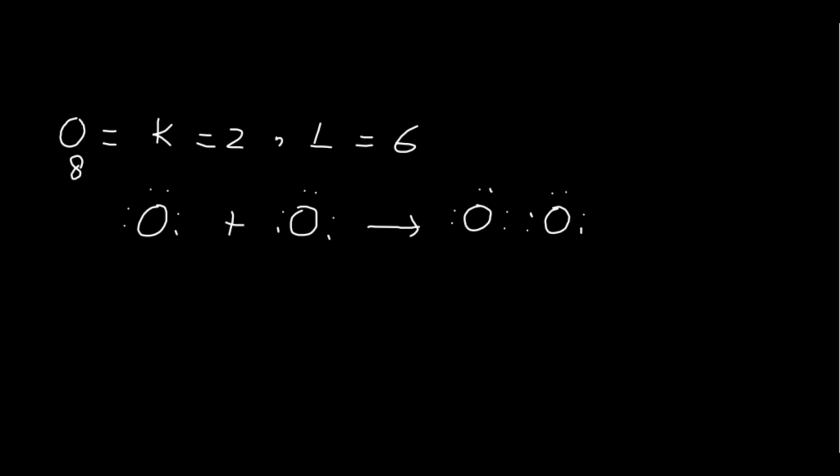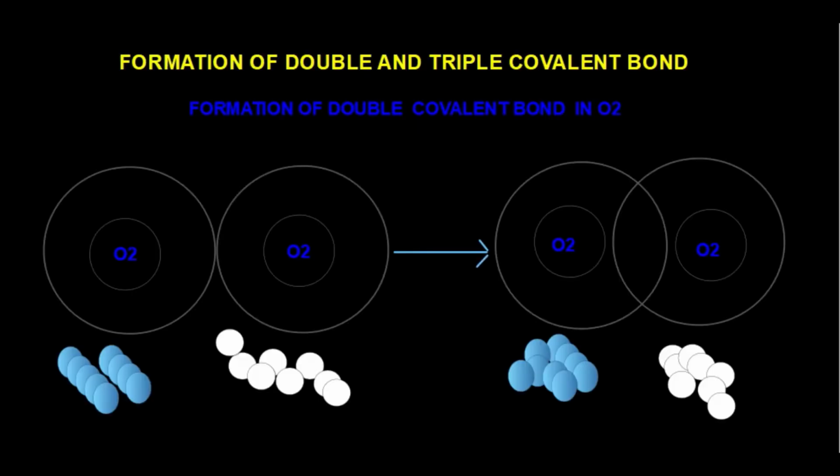Or we can represent this structure with the help of 2 solid lines between 2 oxygen atoms, which show the formation of double bond between 2 oxygen atoms, or we can also write as O2. O2 is a diatomic molecule of oxygen which is formed by the sharing of 2 electrons by each oxygen atom. In this way we get double covalent bond between 2 oxygen atoms.